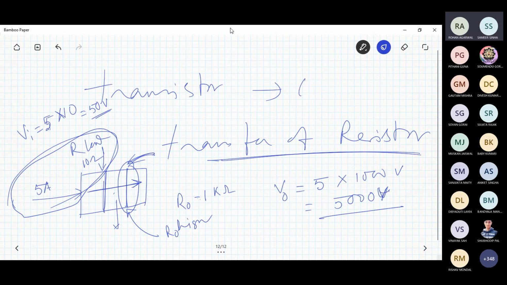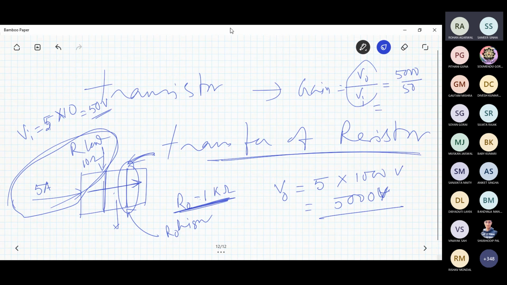What is the gain of this system? How do you define gain? Gain is the final output voltage that you are getting divided by the input voltage. So this is 5000 divided by 50. Now you understand how the resistance matters. Gain can be more than 100. Gain can be of any value.